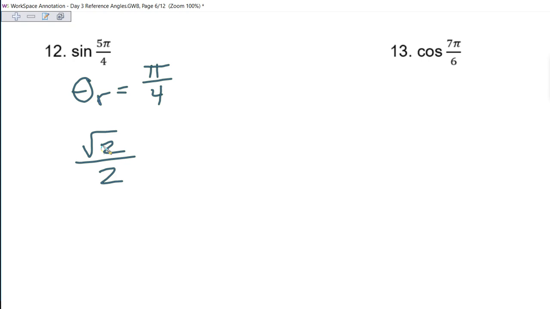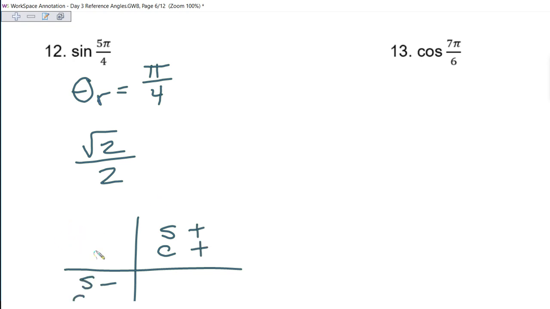Now I have to decide, is my answer going to be positive or negative? So let me redraw this. I know sine and cosine are both positive in quadrant 1. They're both negative in quadrant 3. Sine is positive in quadrant 2. Cosine is negative in quadrant 2. And in quadrant 4 it's reversed. The sine is negative. The cosine is positive.